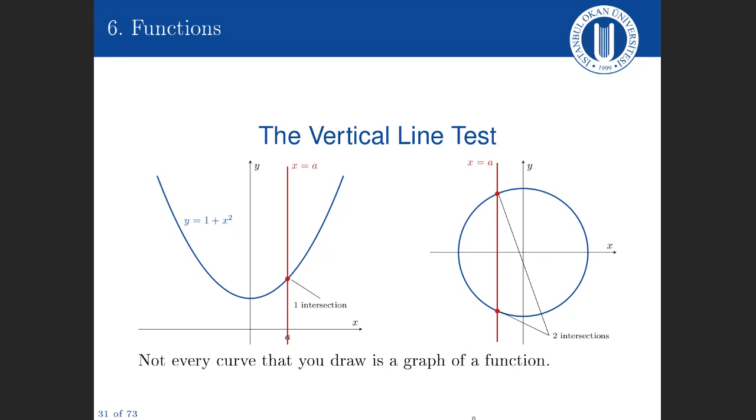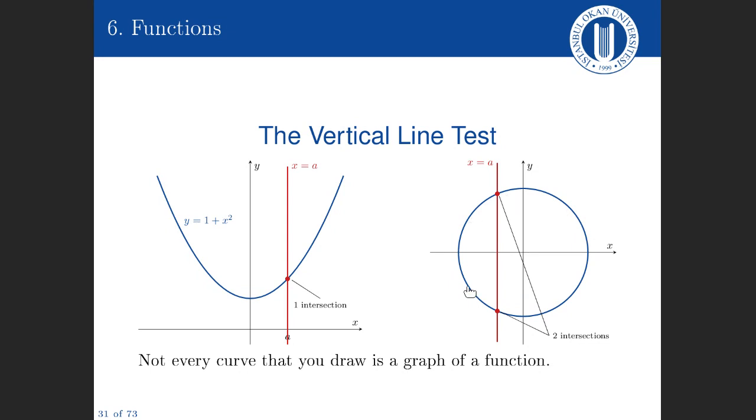Not every curve you draw is a graph of a function. To understand this, we have a test called the vertical line test. If we have a function, for example, 1 plus x squared on the left, then a vertical line should intersect the graph at most one point. This is because for each x value, we have one y value. As soon as we know x, we can use the formula to calculate the one value of y.